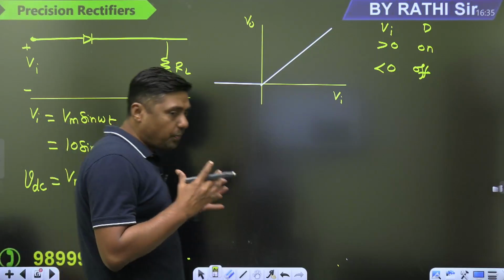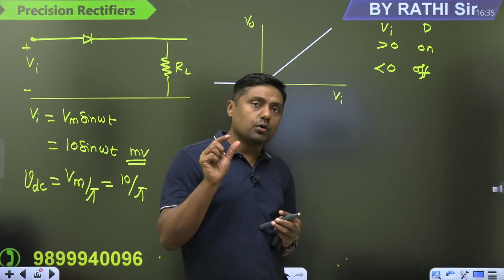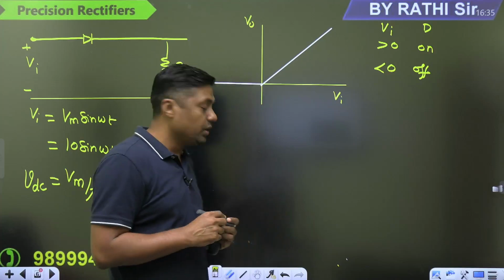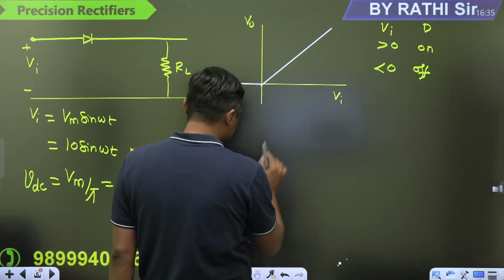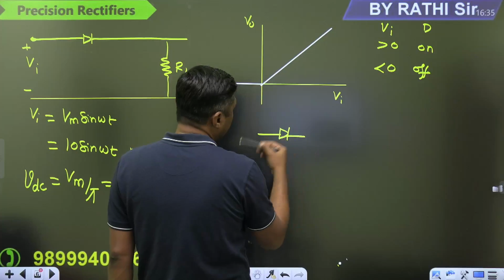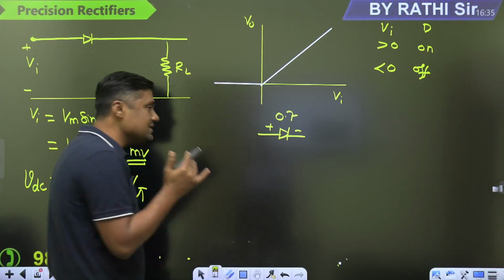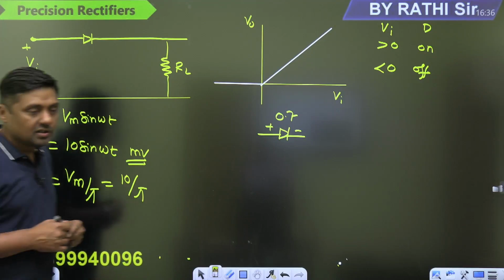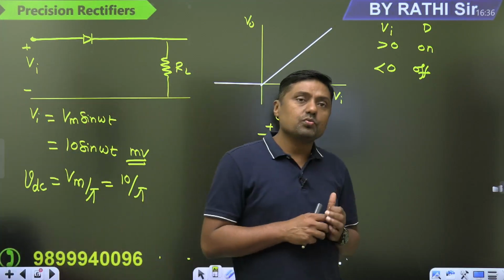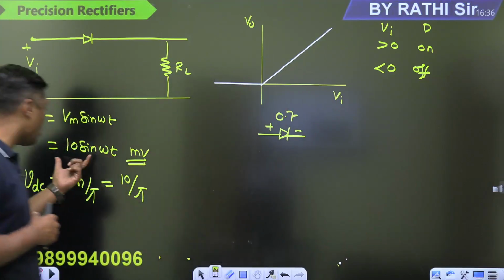Now what is the drop across the diode? In a practical silicon diode, the drop across the diode is 0.7 volt. Means minimum 0.7 volt is required to make this diode forward biased. But the highest value here is only 10 millivolt. So guys, tell me, in that case, do we have to consider the ideal diode or the practical diode when the input signal is very, very small? This is a small input signal.